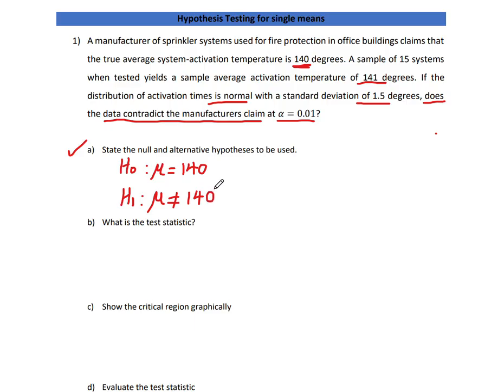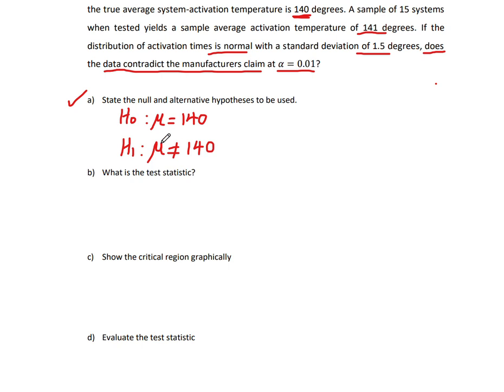Because does the data from the sample suggest basically that the mean activation temperature is different from that which is claimed by the manufacturer? Because we're asked to determine if it contradicts it, it's another way of saying, is there enough evidence to say that the average activation temperature is now different from what is claimed by the manufacturer? So when we have these kinds of situations, it's going to be a two-tailed test. And so that is why we use the not equal to sign in the alternate hypothesis.